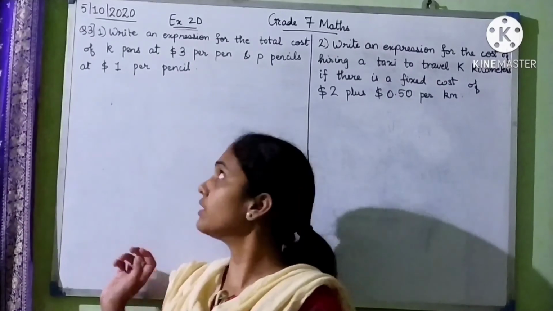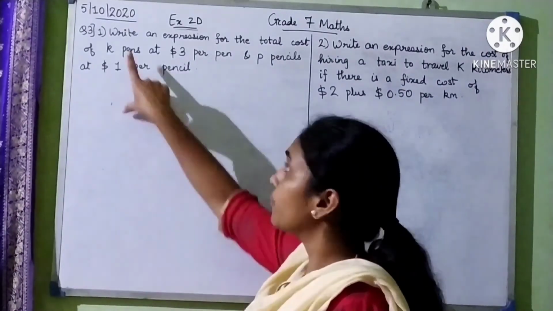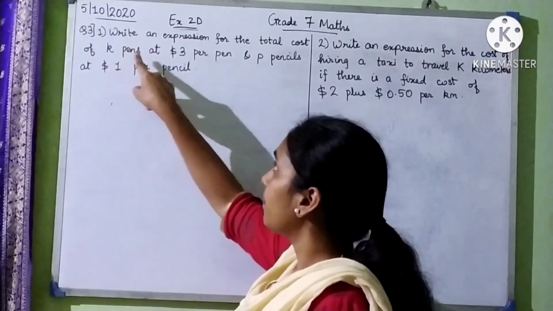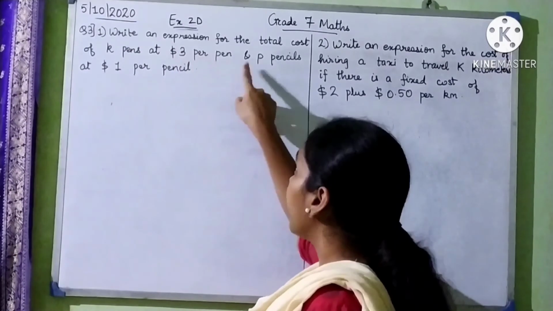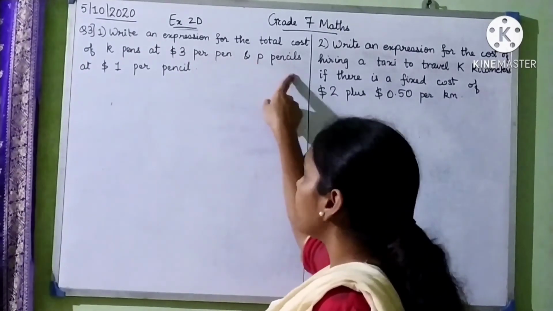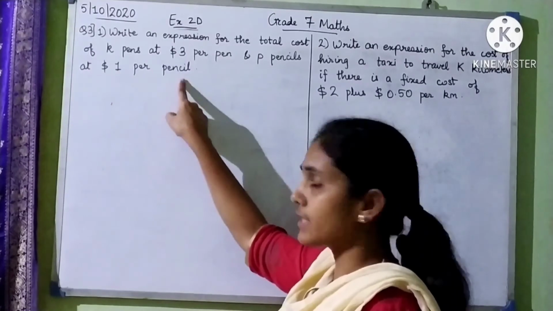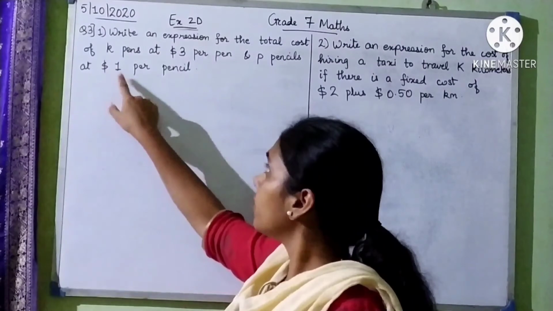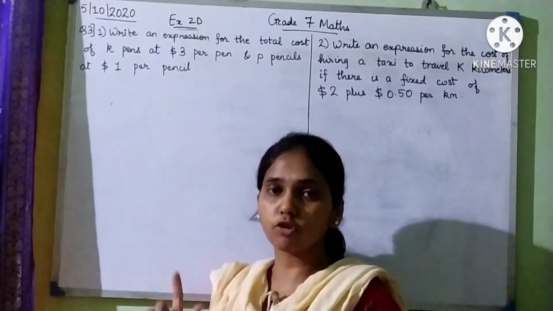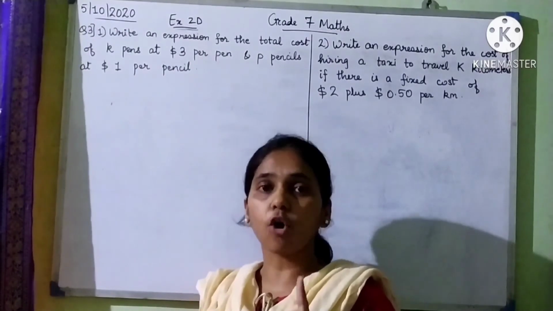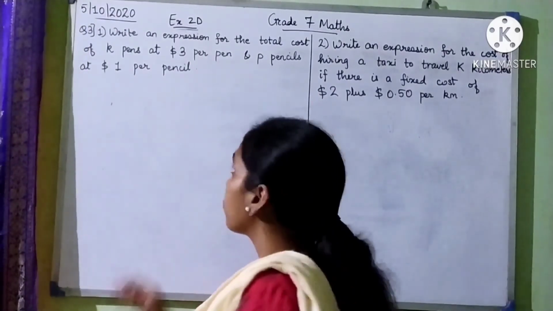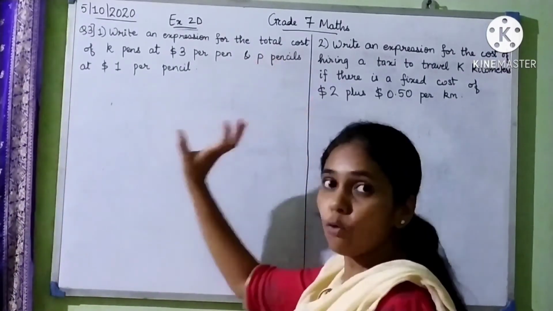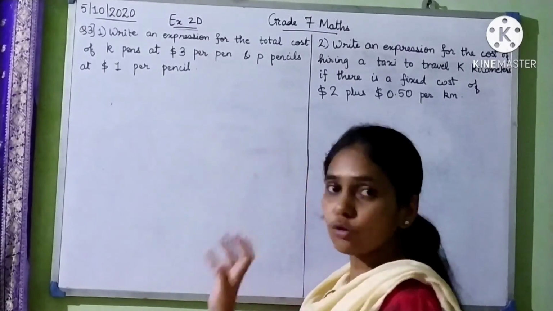Okay. Now the third question. The first sub question is: write an expression for the total cost of K pens at $3 per pen and P pencils at $1 per pencil. First let me tell you what per means. $1 per pencil means for one pencil it is $1. So one pencil costs $1. Here we have to write an expression for the total cost.